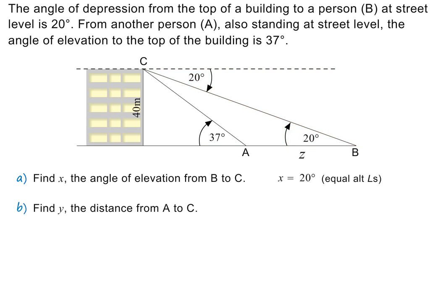In part B, we are asked to find y, the distance from A to C. In other words, the distance from the person at A to the top of the building. To answer this question, we will definitely need to use trigonometry.